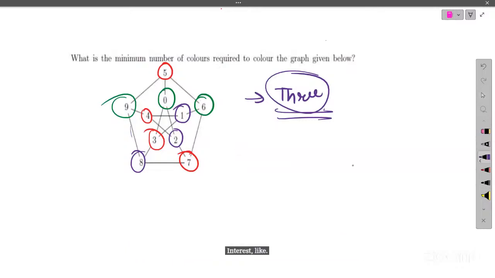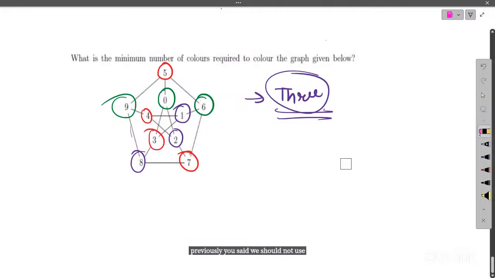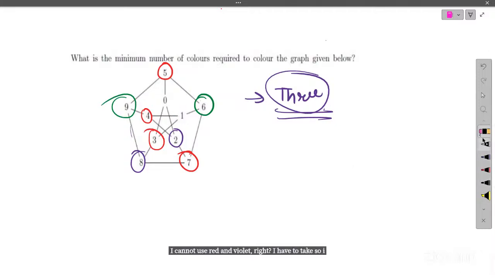Intersection. Between 0 and 3, there is an intersection of 4, right? Previously, you said we should not use... Okay. We have to use different colors. I have said that for 0, I cannot use red and violet color, right? I have to take... So I think I have said for 1.